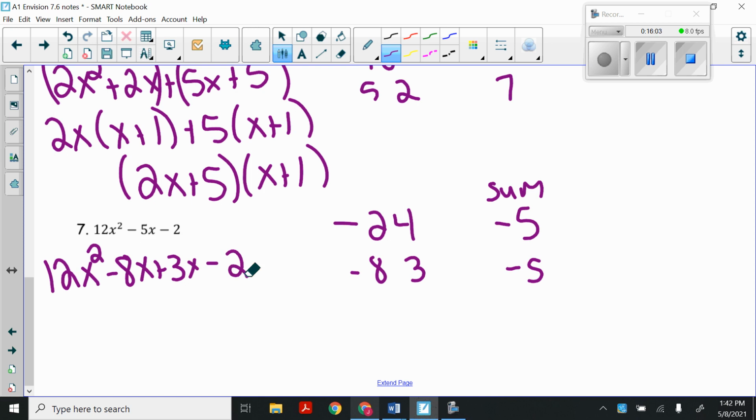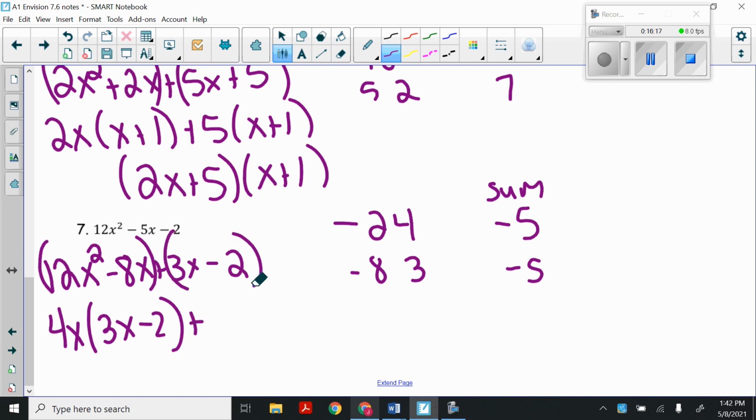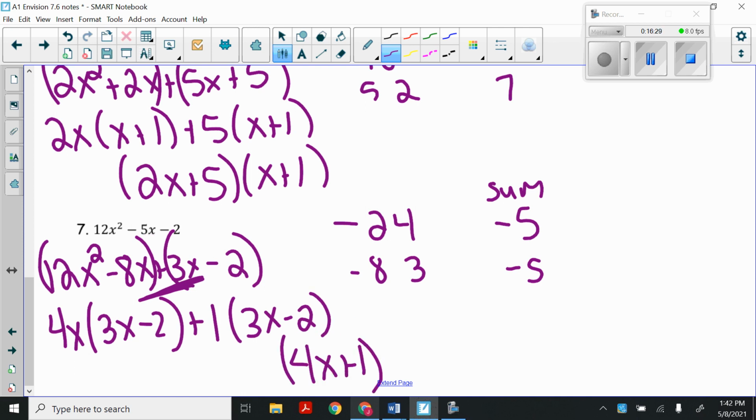Group them together. The first set, I can pull out a 4x, and I'm left with 3x minus 2. 3x minus 2 is what I'm left with over here. The greatest common factor between them is 1. And again, I already noticed that's the exact same thing that I just ended up with here, so I know I'm just pulling out that 1. And I'm still left with 3x minus 2. When I combine my GCFs, I get 4x plus 1 and 3x minus 2. That is my answer after I have factored. We're going to do a lot more examples.